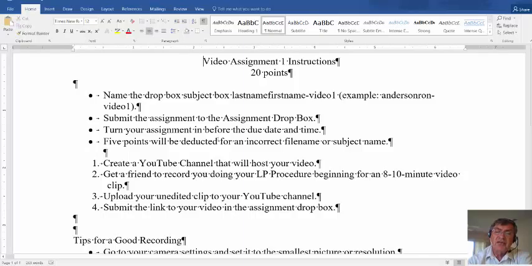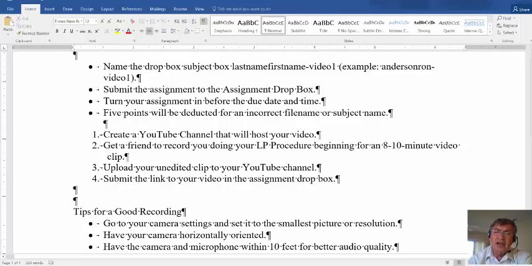5 points will be deducted for an incorrect file name or subject name. Okay, now create a YouTube channel. Well, you've already done that, probably, to host your video.